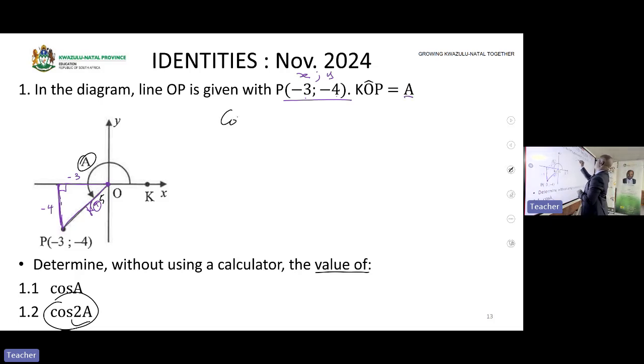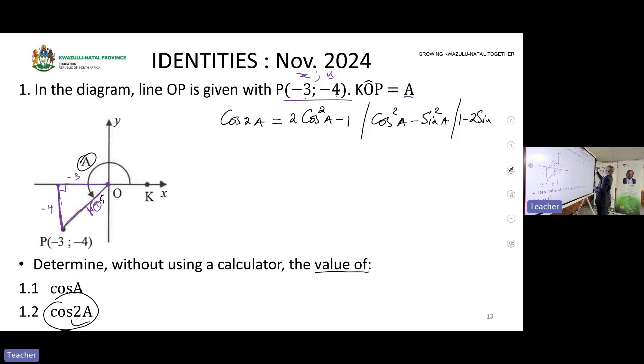We know that cos 2a is the same as 2 cos squared a minus 1, or is the same as cos squared a minus sine squared a, or it is the same as 1 minus 2 sine squared a. Yours is to recall the identities. So I'm just going to take this one because we have calculated the value of a. Be careful again. This square is not squaring the angle, learners. But what does it mean? It's a ratio of cos that is squared.